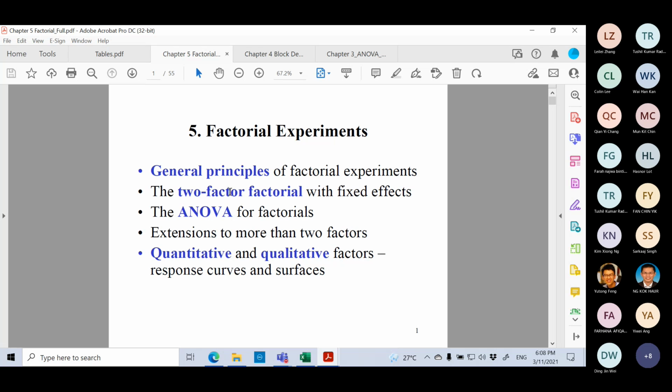As your number of factors increases, you can observe that you have many different components in your model. Then your factors can be quantitative factors or qualitative factors. This relates to the response curve and the surface, which you will learn in the following chapters. I think it's a few chapters later. That one is all about response surface methodology.